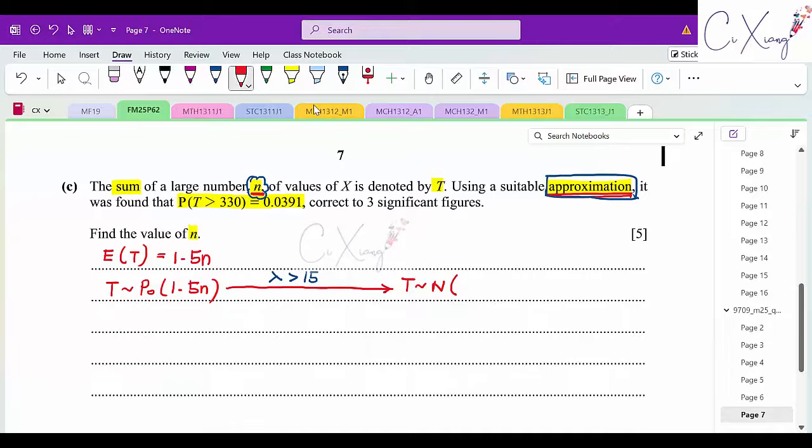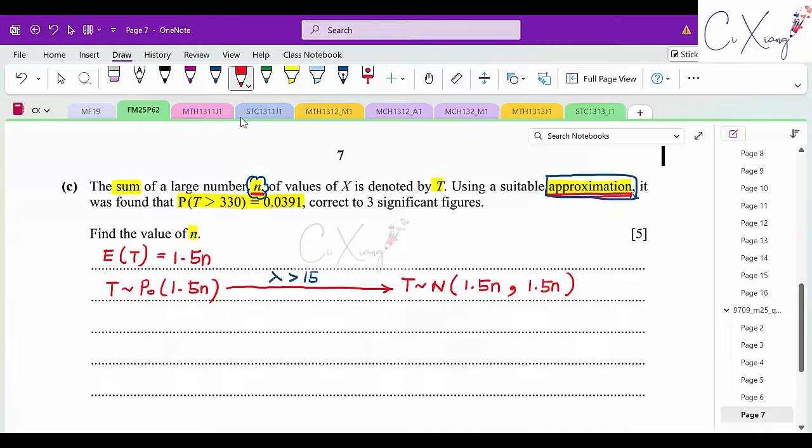When you change to a normal distribution, the mean is the first parameter. It is actually 1.5n. You should know that the lambda in your Poisson is actually the mean. Then how about the variance? Again, you need to remember that the variance of the Poisson is the same as the mean. Therefore, for the normal distribution, it is also 1.5n.